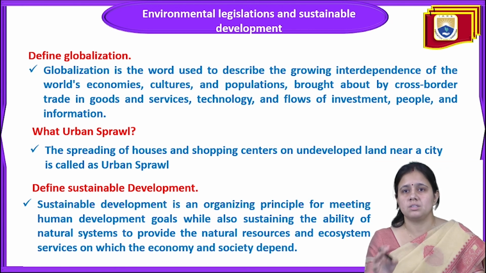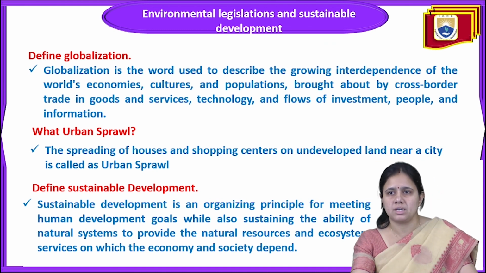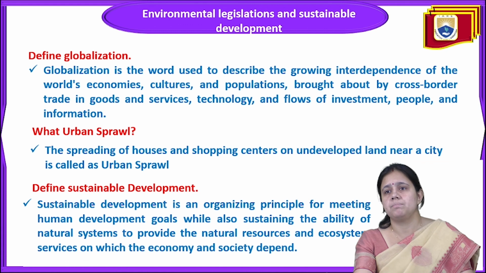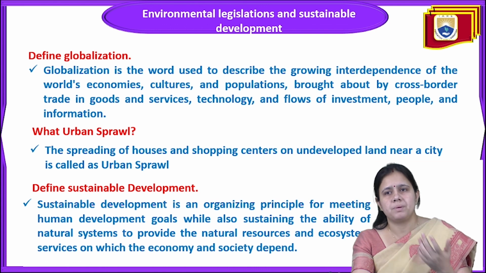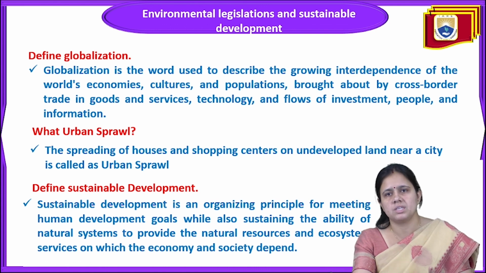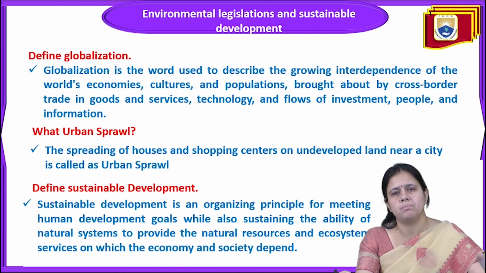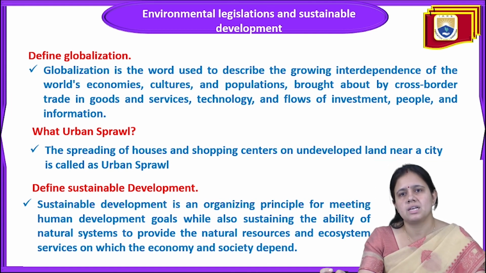And next is the spreading of urban sprawl. That is the spreading of houses and shopping centers on undeveloped land near a city. This is called urban sprawl. We can define it as the spreading of shopping centers or houses in any area of undeveloped land that is nearby to a city is called urban sprawl.